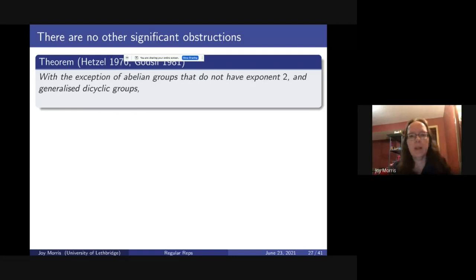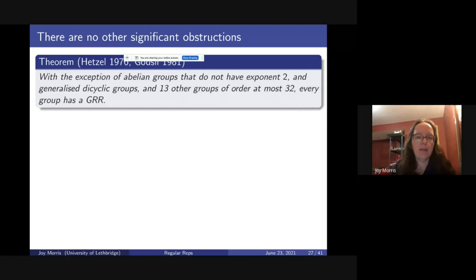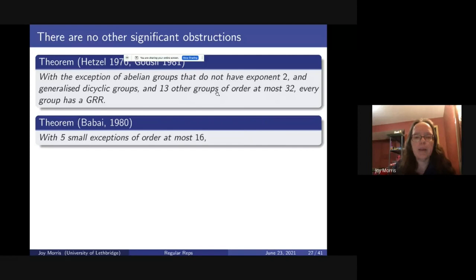And so they showed that with the exception of abelian groups that don't have exponent 2, that first class of groups that have an automorphism that prevents them from having a GRR, and with the exception of generalized dicyclic groups, the other group that has an obvious obstruction, and then there are 13 other groups of order at most 32 that do not have GRRs. Other than that, every group has a graphical regular representation. And Babai in 1980 showed the corresponding result for DRRs: there are in this case 5 small exceptions of order at most 16. Other than those, every group has a digraphical regular representation.